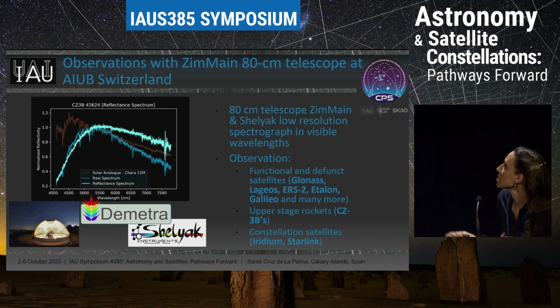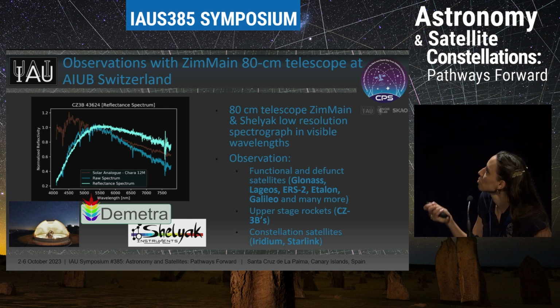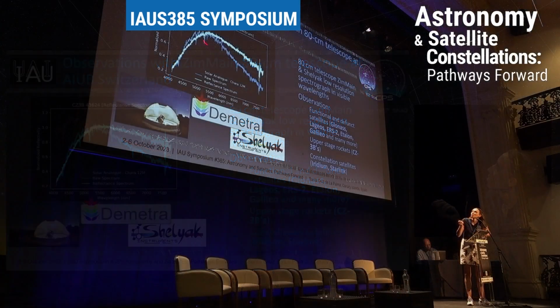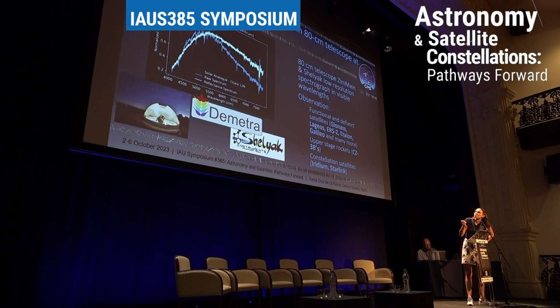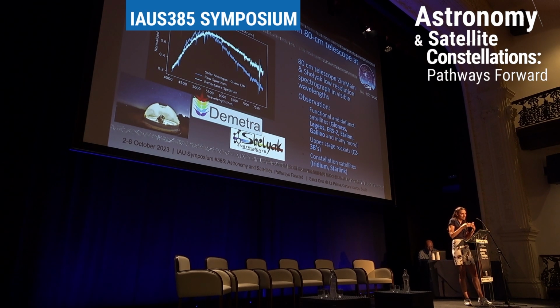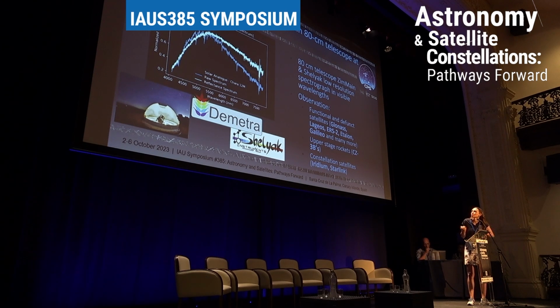So here you can see the raw spectrum of a Chinese upper stage rocket body, and this is the spectrum of the solar analog. Once you divide the two, for example, the Balmer lines that you can see over here are eliminated, and the spectrum is smooth, except for the fringes over here, but that's just because the pixels are not always perfectly aligned, and sometimes these fringes occur, but it's just a byproduct of the reduction.